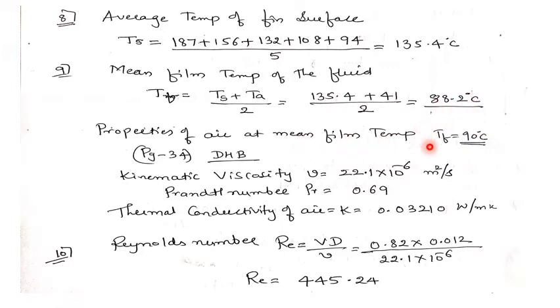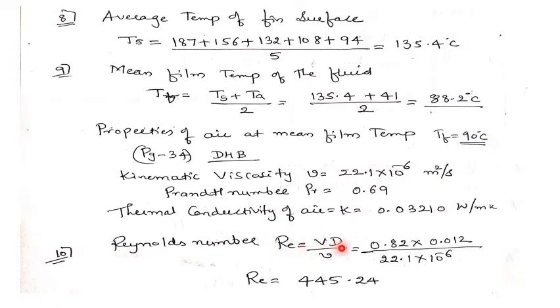So in the tabular, in the data handbook, the temperatures are available 80, 90, 100 like that way. So as it is very nearer to 90 degrees centigrade, from the data handbook we'll note down all these values. So you can see properties of gases at 1 atmospheric pressure. You can open page number 34, that is Kodandrama data handbook. So here you can observe all these properties of the air, that is kinematic viscosity, Prandtl number and thermal conductivity of the air. So now we'll calculate the Reynolds number.